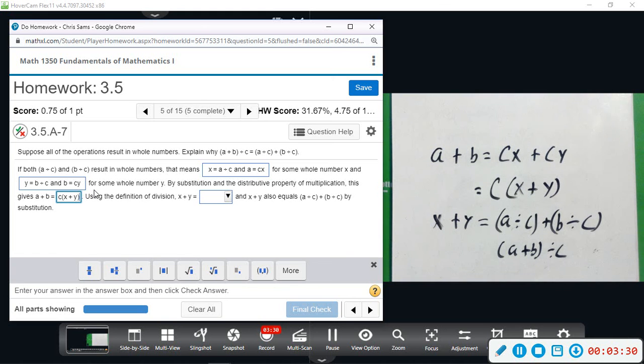Okay, if this part is true already. Okay, so for X plus Y, we get what we originally started with. So it's kind of like a circular argument. If these are whole numbers, then we can write it as multiplication, use substitution. We get this, and this is equal to what we started with. So this is how we show that this would be true if these result in whole numbers.